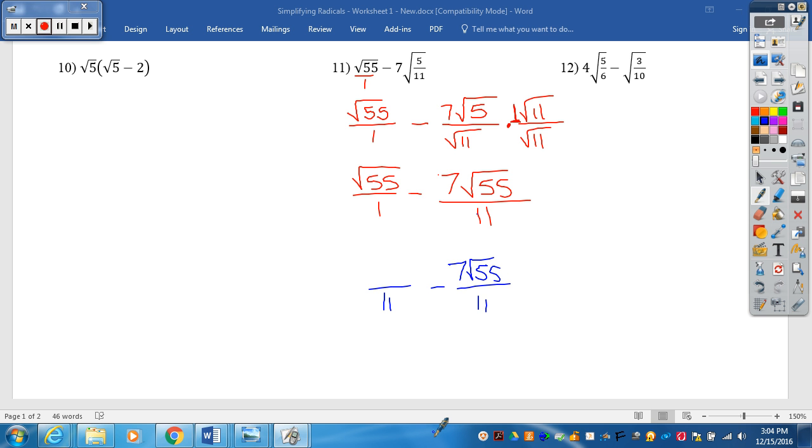Okay? Over here, I increased this denominator 11 times. So I have to multiply this by 11. Now, a lot of students struggled with this when we've talked about it in the past. So I'm going to treat radical 55 like x. And if I multiply radical 55 by x, I get 11x.